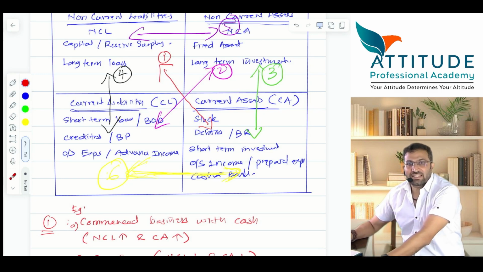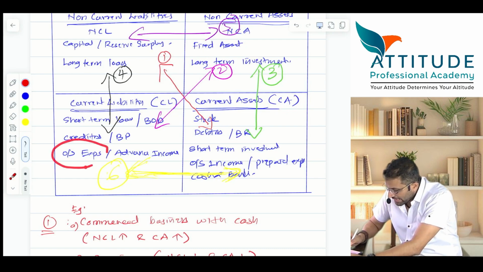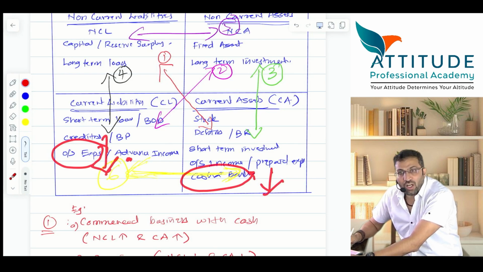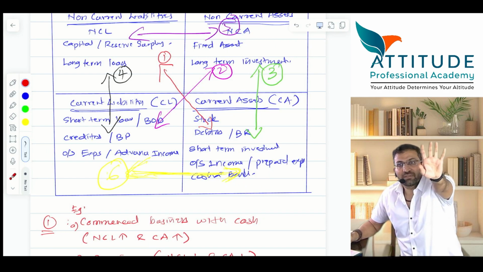Paid outstanding expenses. Very good. There is an outstanding expense already and you are paying the cash. So cash reduces, outstanding expenses also reduce. Entry will be outstanding expense account debit to cash. Very good. Any other?